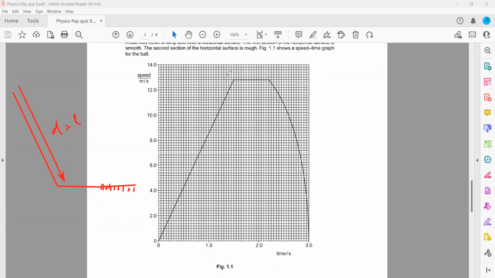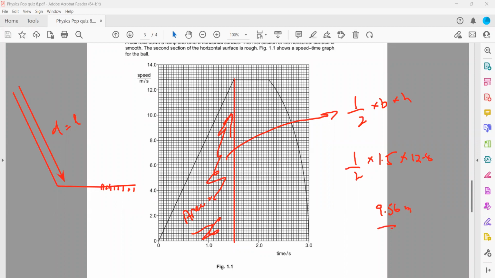And how do we work out the length of the ramp? Because in this part it was moving on the ramp, we find the area under the graph. The area under the graph will give us the distance traveled, and the distance traveled is equal to the length of this ramp. So we use the formula half base times height. So it will be half, the base is 1.5 and the height is 12.8, which is approximately equal to 9.56, or 9.6 meters.